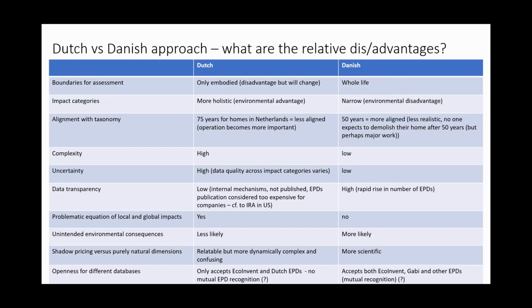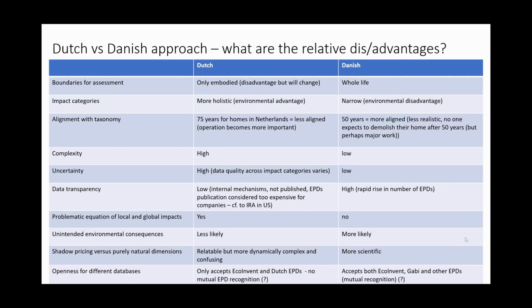In terms of complexity, the Dutch approach is more complex. The Danish approach is less complex. At the same time, because you have more impact categories, and across the impact categories, some of the impact categories are marked by higher uncertainty. Overall, the uncertainty of the Dutch approach is higher, whereas the uncertainty of the Danish approach is lower.